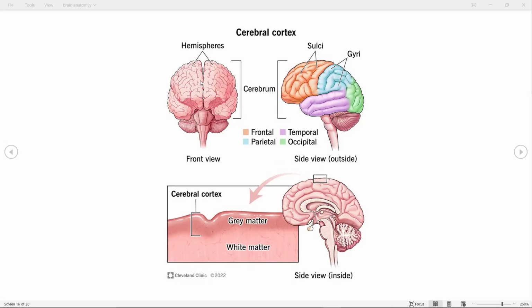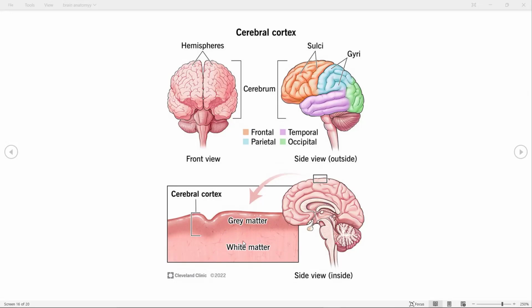On each side of the brain, you would see sulci and gyri, and the cerebral cortex is the one that has 4 lobes: frontal, parietal, temporal, occipital. It's the outermost layer of the brain. As you can see over here, the cerebral cortex has the gray matter and the white matter. The gray matter is just this part, the outermost layer, and the white matter is deep inside, which we'll get into later on.